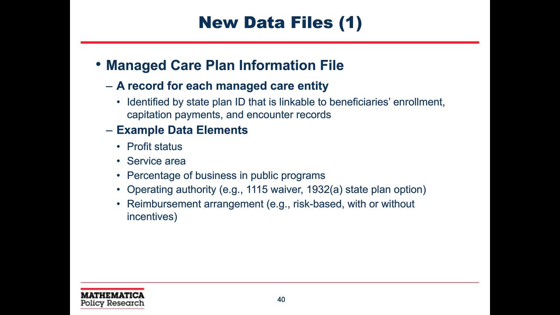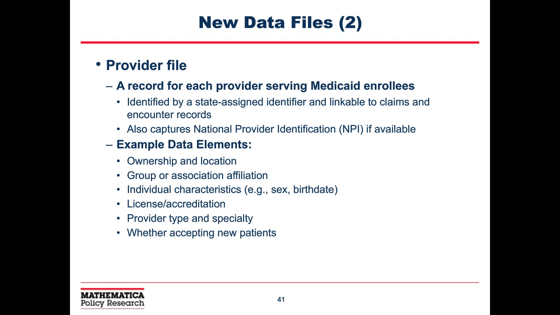The second brand new data file that will be available under TMSIS is a provider file. In this file, you will have a record for each provider serving Medicaid enrollees. All of them are identified by a state-assigned identifier, and again, linkable to claims and encounter records. If they are available, some of the states also provide national provider identification, which I imagine could be quite useful in data linking with other sorts of data sources and provider information.